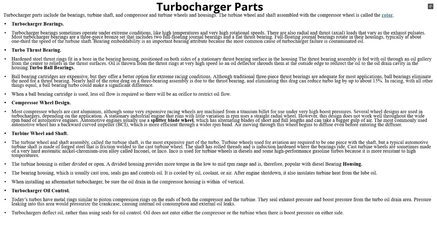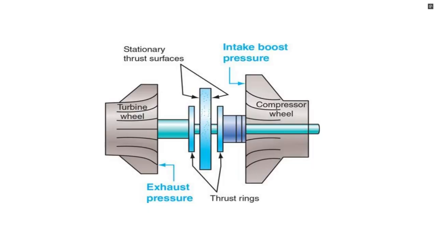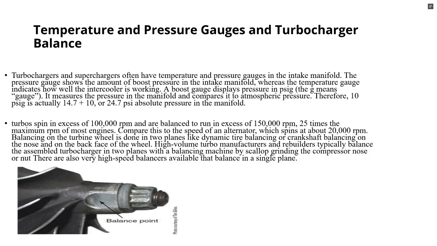Key parts for a turbocharger include bearings, rotor, a turbine shaft, and compressor and turbine wheels. Bearings can be especially vulnerable to oil contamination. Turbocharger balance is crucial as turbos spin at very high speeds. Turbos are typically balanced during manufacture to ensure durability at high RPM.